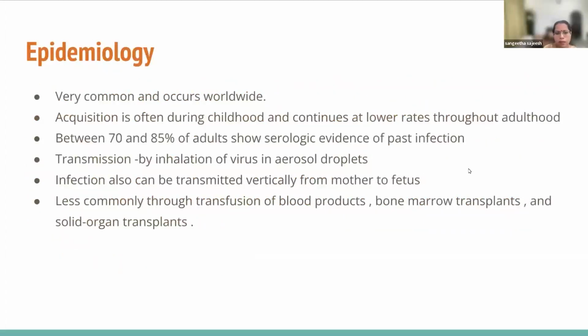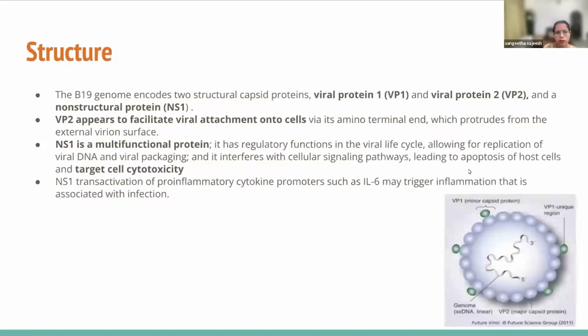So it is a very common virus. It's seen worldwide. It usually gets acquired during childhood, and there could be continuous infections throughout adulthood. By the time we reach adulthood, around 70 to 85% would have had past infection, and many may not even recollect such an infection because it comes like a transient flu. Only parents might remember that the child had a slapped cheek appearance or a rash like that. Transmission is mainly by inhalation of virus in aerosol droplets, and infection can also be transmitted vertically from mother to fetus, and less commonly through transfusion of blood products, bone marrow transplants, and solid organ transplants.